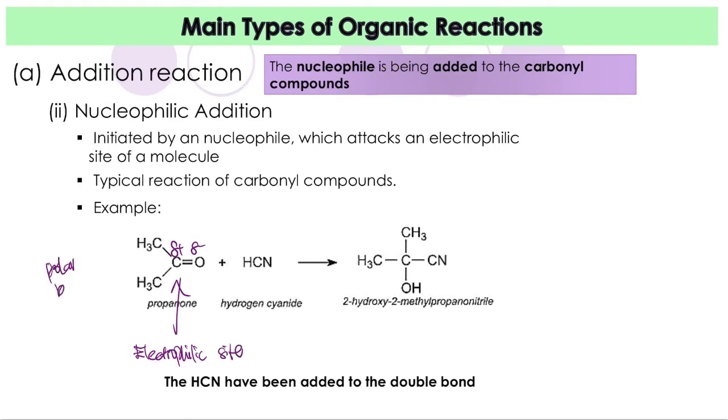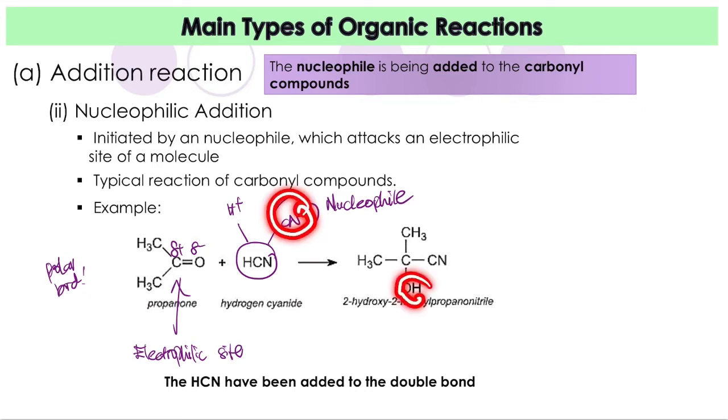So HCN tu dia akan berpecah, okay, menjadi H plus dan juga CN minus. So CN minus ini dia adalah nucleophile dan dia akan serang pada bahagian low electron density. So bila dia serang, dia akan being added to the compounds, okay. So bila kita tengok, okay, product for this reaction, H dan juga CN is being added to the compound, yang mana H dan CN itu adalah nucleophile. Okay, so dalam case ini, nucleophile is being added to the carbonyl compound.